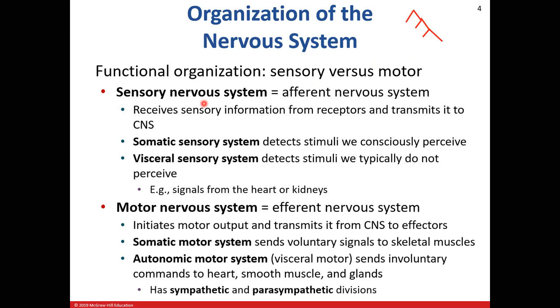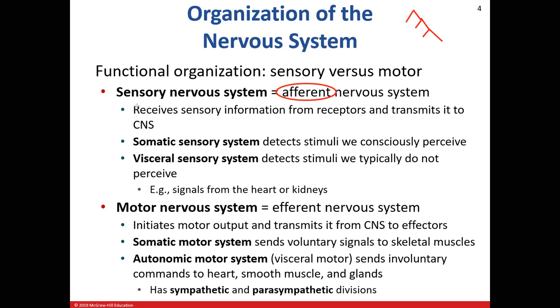When we look at the sensory nervous system, this is what we call the afferent nervous system. Again, we've talked about this before. Afferent refers to sensory. This is the part of the nervous system that receives information from the receptors and transmits it towards the CNS, which means we are in the PNS during this point. We now move to the CNS, we get into the spinal cord, and this takes the information up to the brain before we hit the motor nervous system and send information back out.